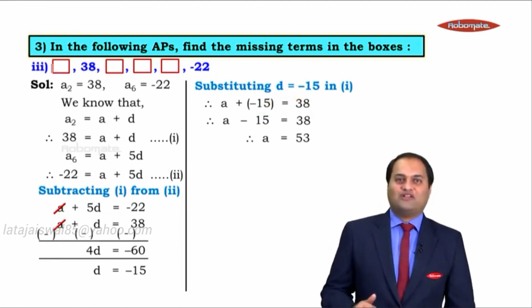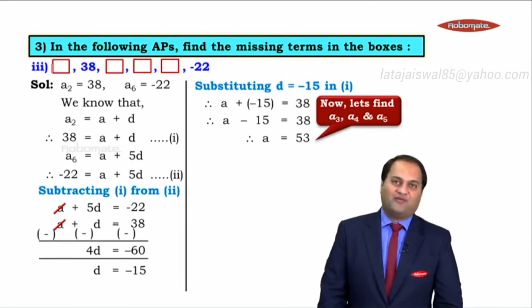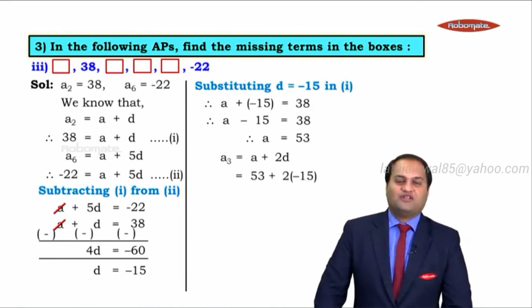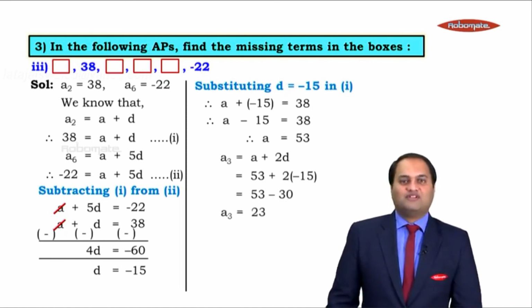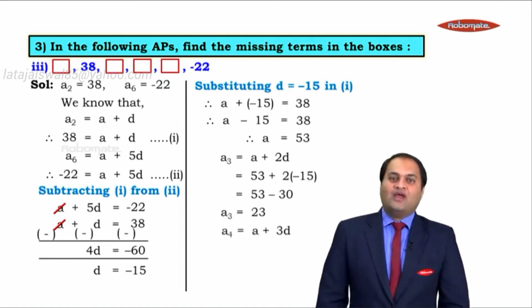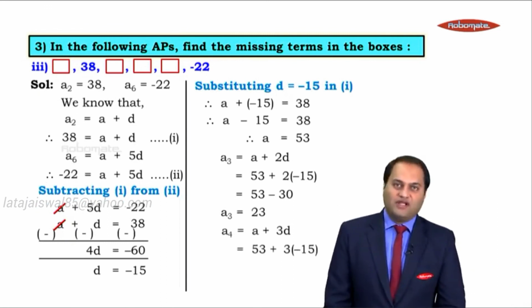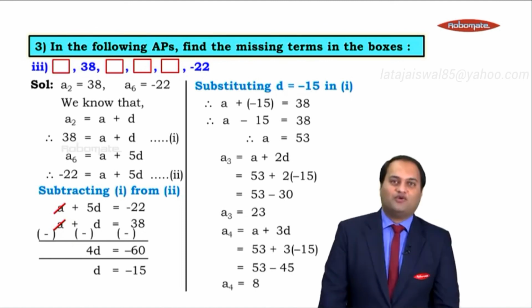Once you get A, once you get D, now you can easily find the missing terms, that is A3, A4, A5. How do we do it? A3 is equal to A plus 2D, which is 53 plus 2 into minus 15, which is 53 minus 30, which is equal to 23. A4 is equal to A plus 3D, which is equal to 53 plus 3 into minus 15, that's 53 minus 45, which is equal to 8.